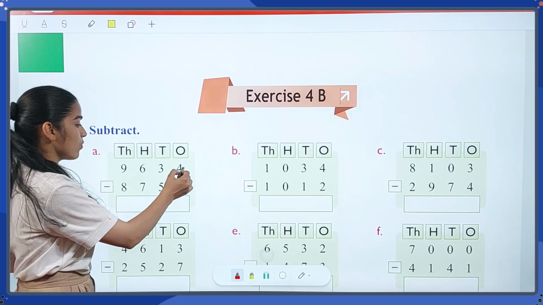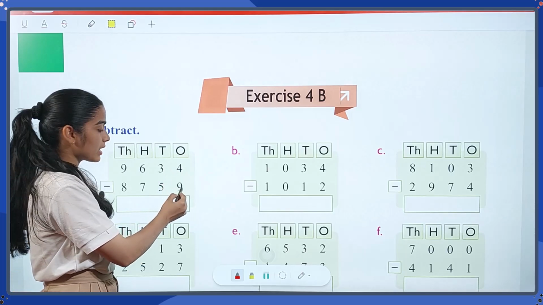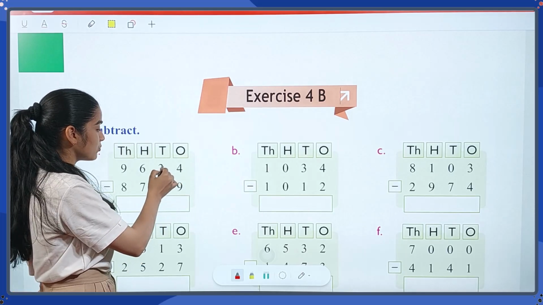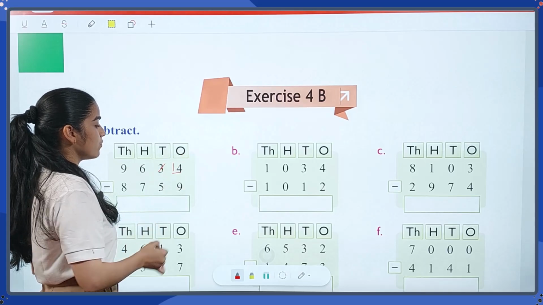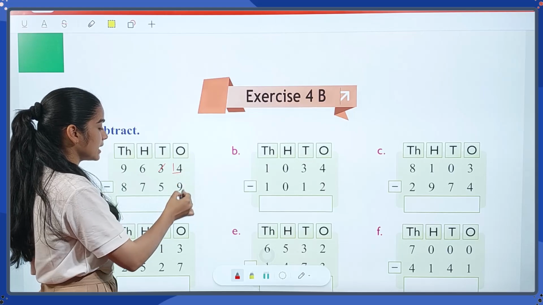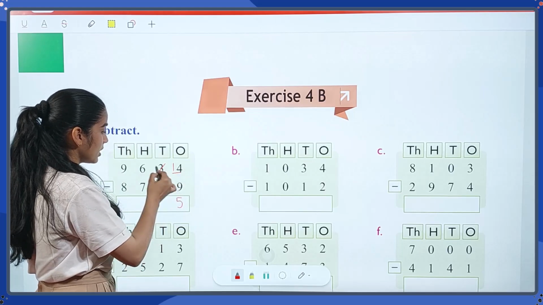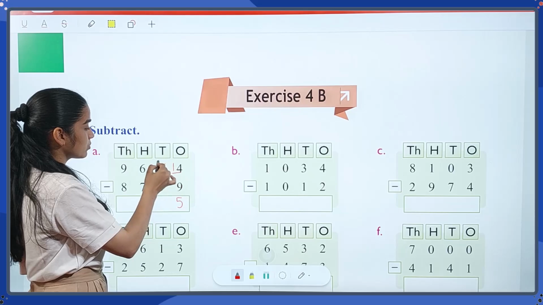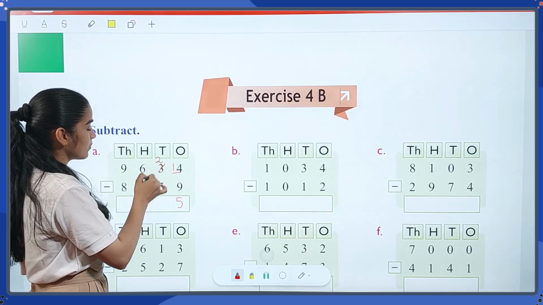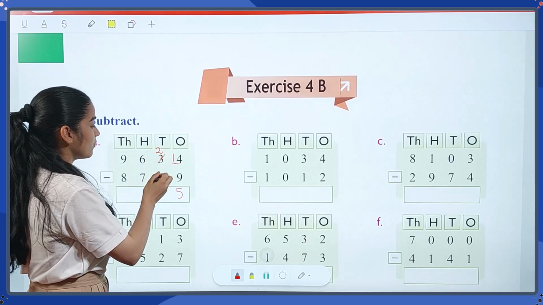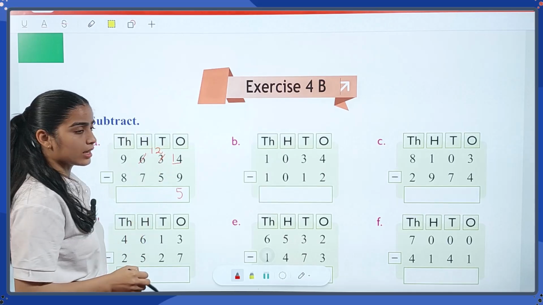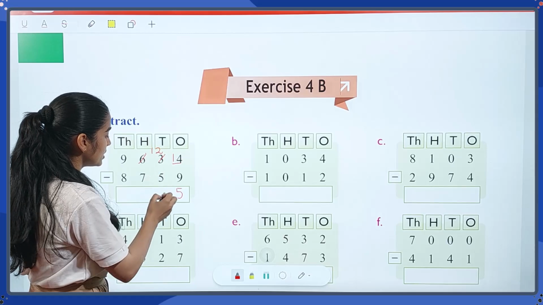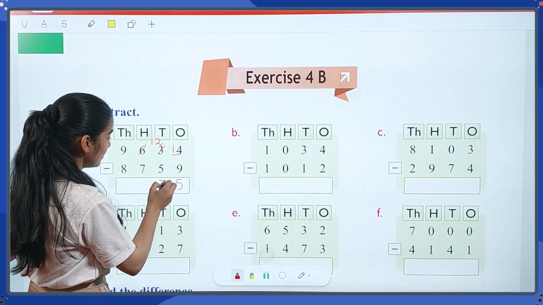Now we have 4 and 9. So we cannot subtract 9 from 4. So what we have to do? We have to take 1 ten, so it will be converted to 14. So now 14 minus 9 is 5. Here if we take 1 ten from this, we are left with 2 tens, and 5 cannot be subtracted from 2. So what we have to do? We have to take a carry. 12 minus 5 is 7.